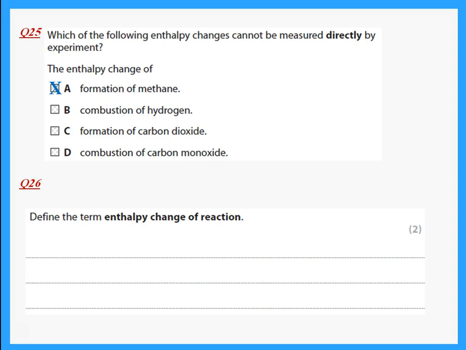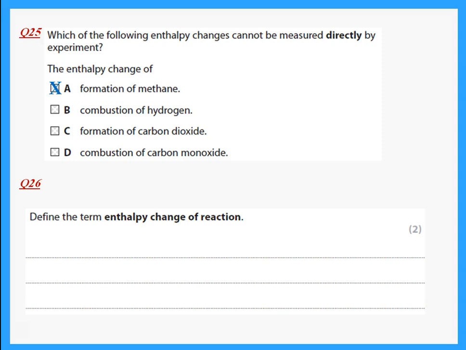But we can measure combustion of hydrogen. I can burn hydrogen and we can get the temperature rise, and formation of carbon dioxide. Formation of carbon dioxide would be burning of carbon, and I can burn carbon. Combustion of carbon monoxide means burning of carbon monoxide to give carbon dioxide. I can do that in the lab. But the only one we cannot do in the lab is reacting carbon with hydrogen. Carbon will not react with hydrogen to form methane, so I cannot measure it directly.